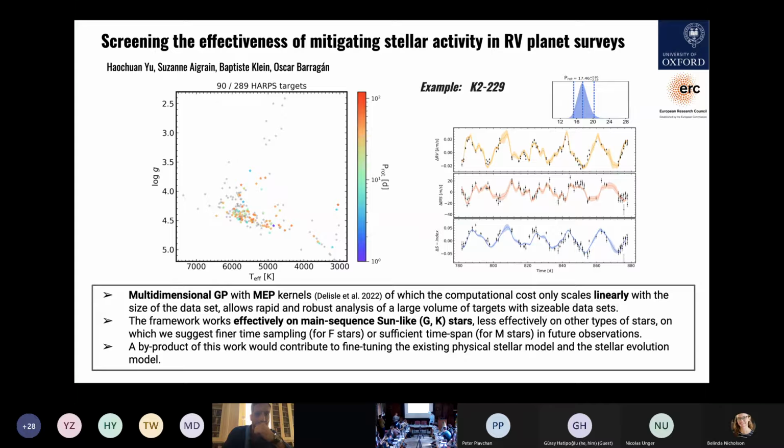We're studying, for example, the evolution timescale of spots on the stellar surface, or the magnetic field, the details of the magnetic activities from the estimated parameters of this model.